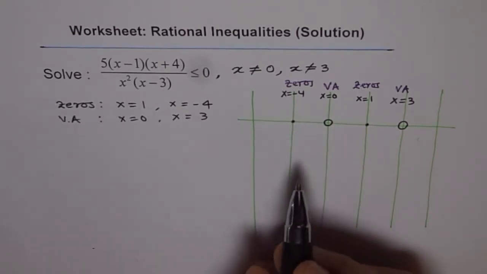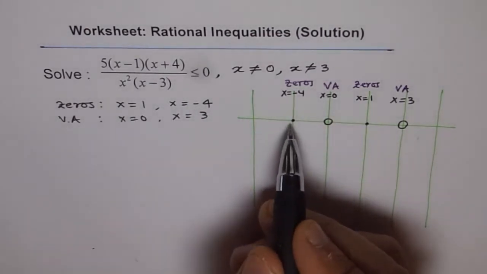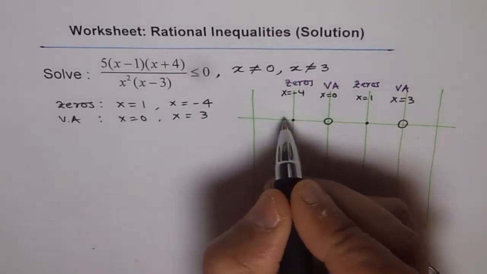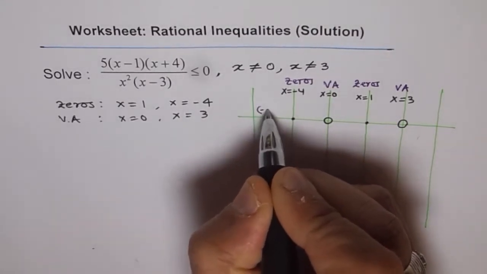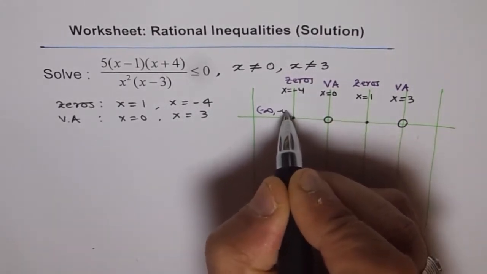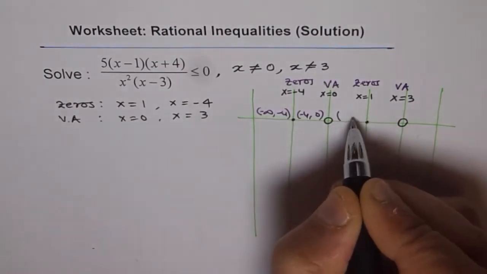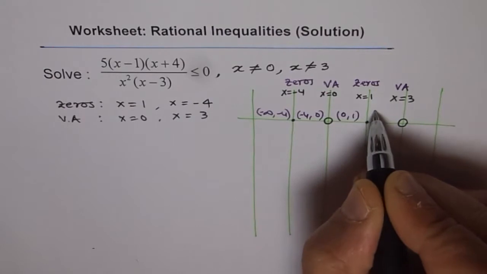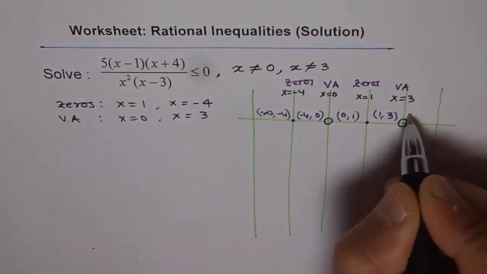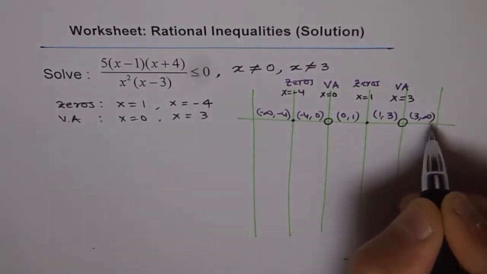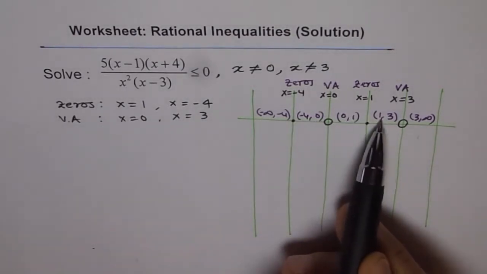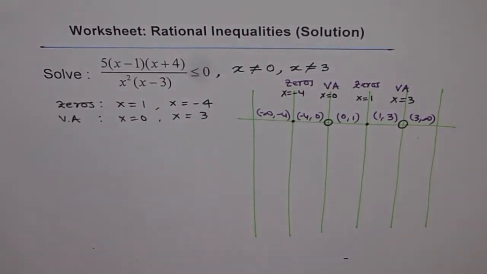Now, what are the regions? When we say this is minus 4, this region is from minus infinity to minus 4. Here we have from minus 4 to 0, then from 0 to 1, then 1 to 3, and from 3 to positive infinity. So these are the 1, 2, 3, 4, 5 regions into which the coordinate plane has been divided because of these zeros and vertical asymptotes, correct?